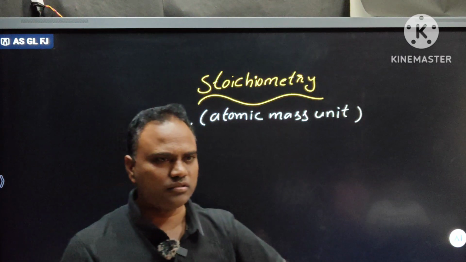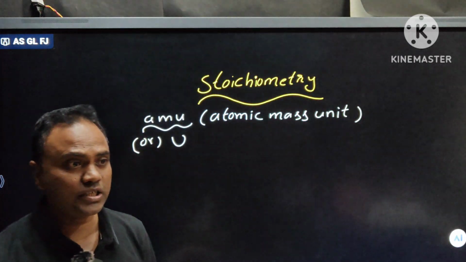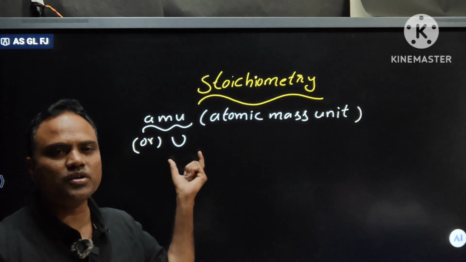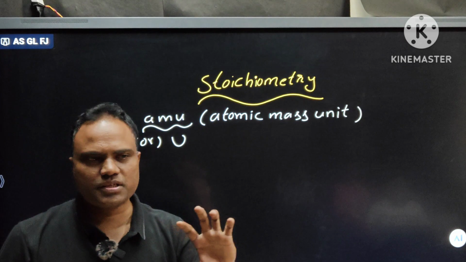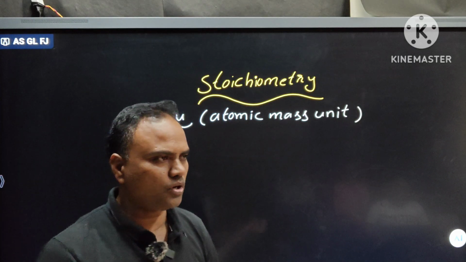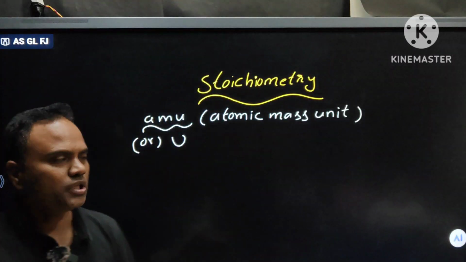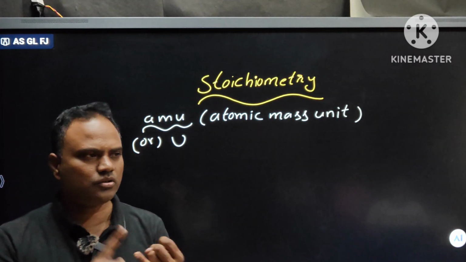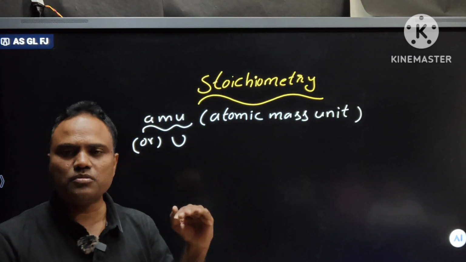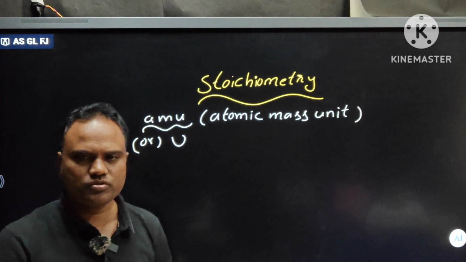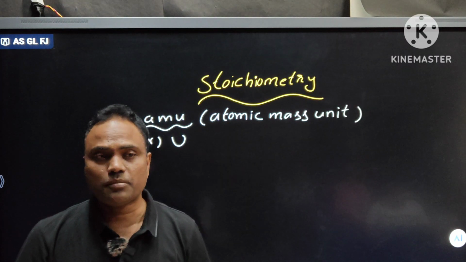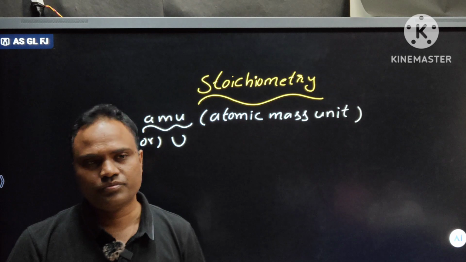Atom is invisible, right? We cannot see an atom. In that case, how can we express its weight? We can express the weight in terms of AMU. So to express the weight of fundamental particles like electron, proton, atom, molecule, we use AMU. It is the smallest unit of mass. Kilogram, gram, milligram, AMU. AMU is the smallest unit of mass used to express the weights of fundamental particles like electron, proton, neutron.